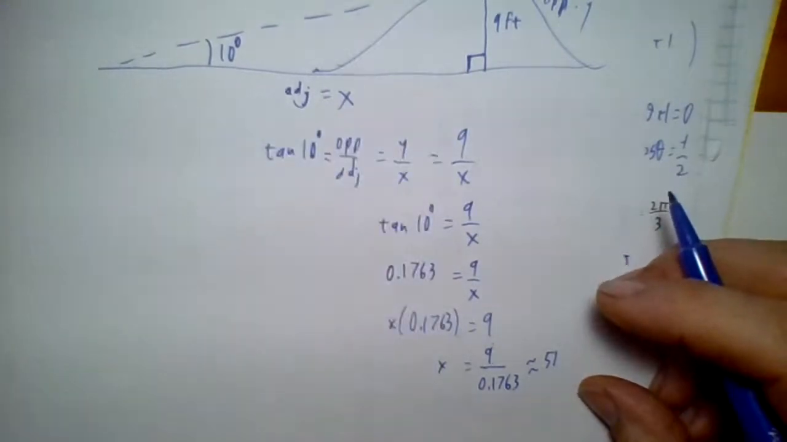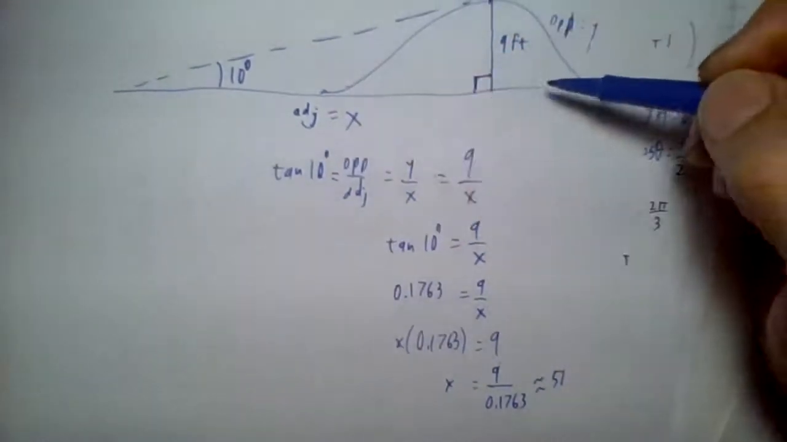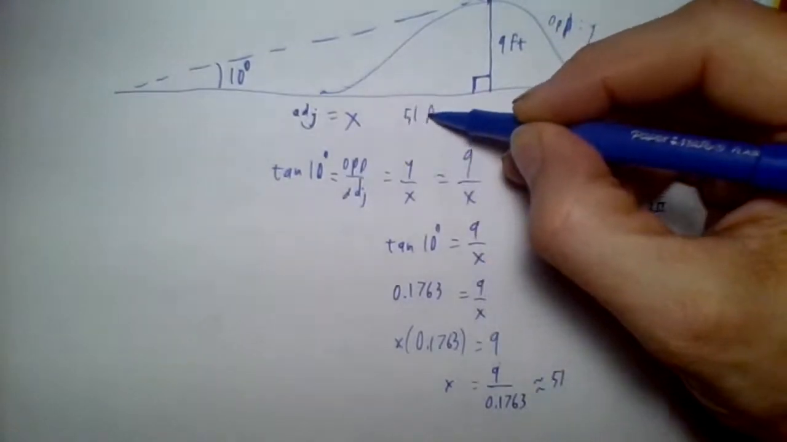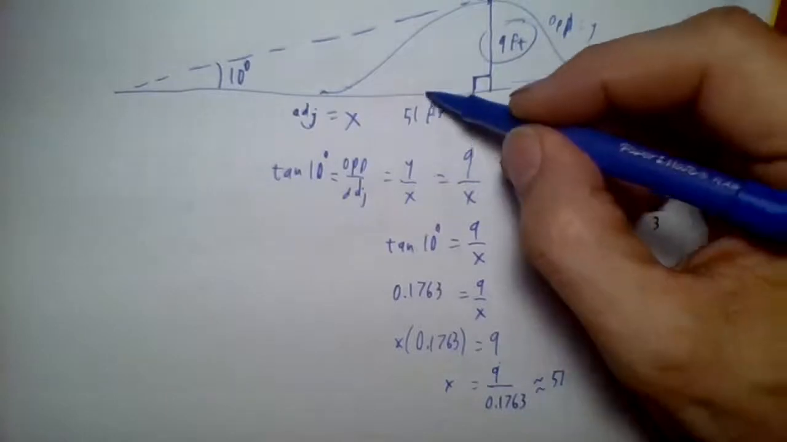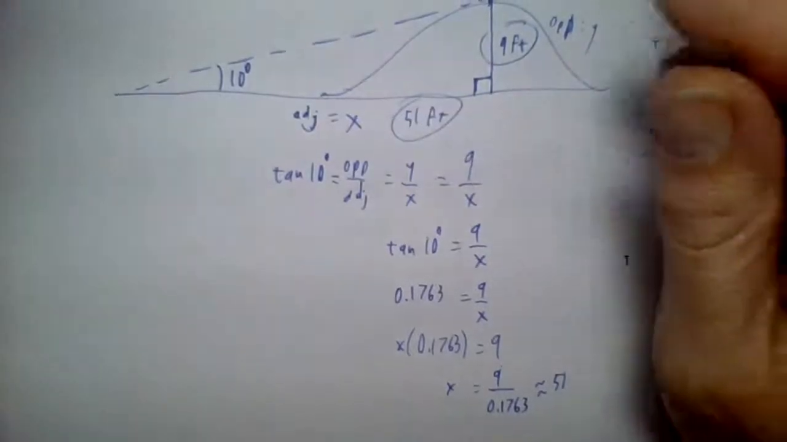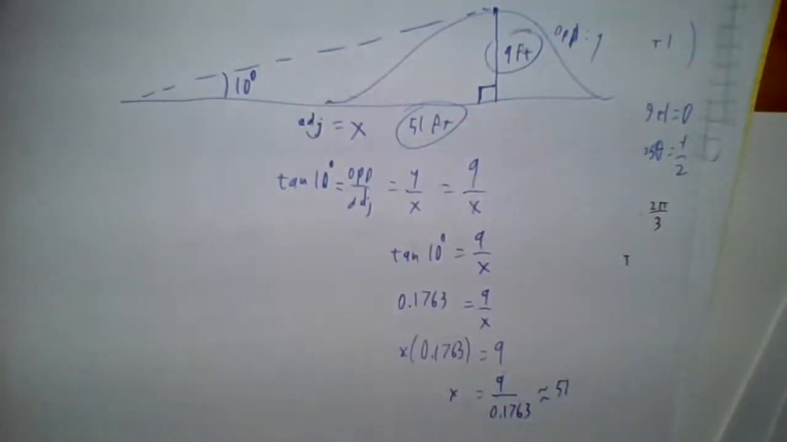And so I know that the x value is about 51 feet up here. Units, if you're doing ratios, the units are the same. So since that was 9 feet, the x is 51 feet. That's going to be your distance from the hill, which is what they're asking for in that problem.